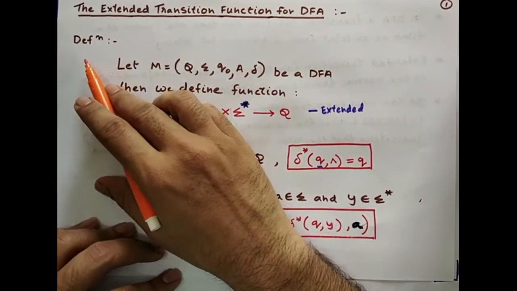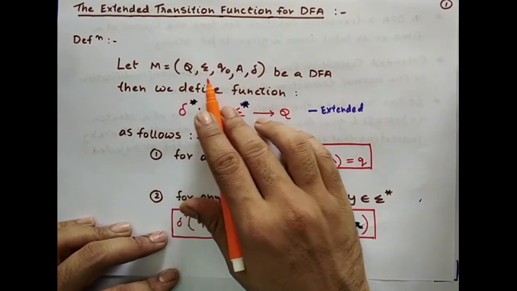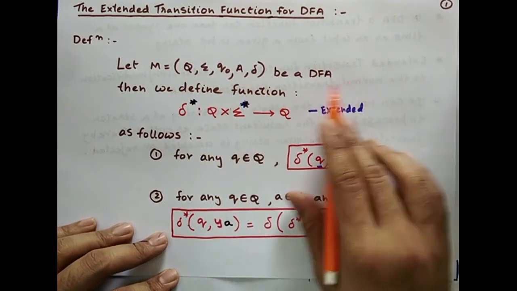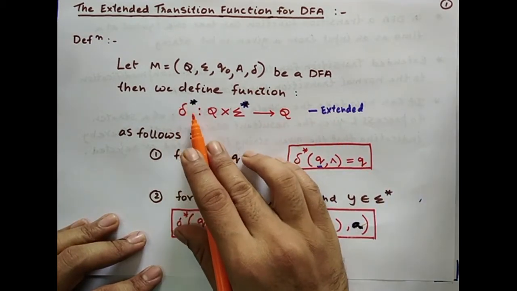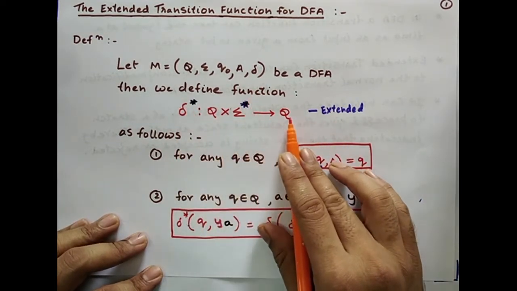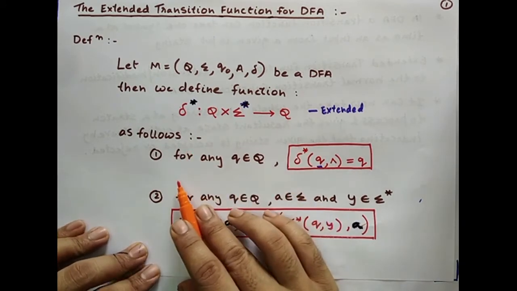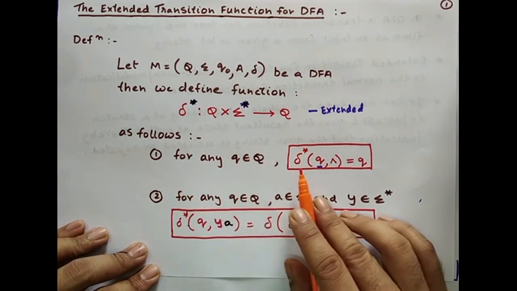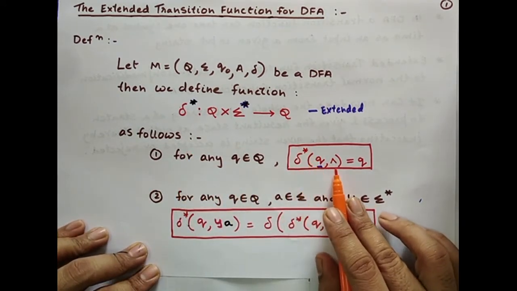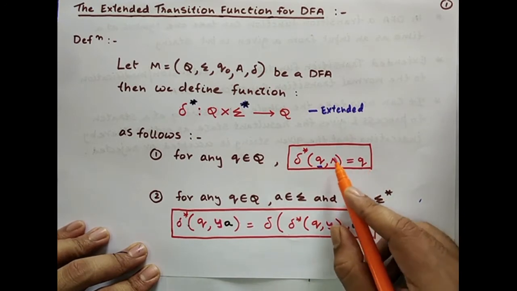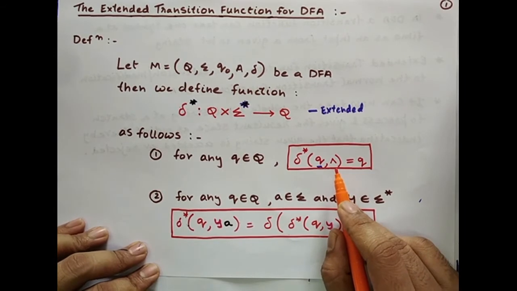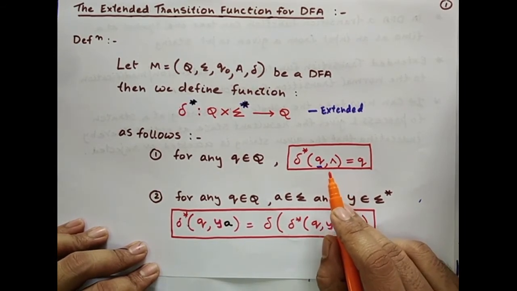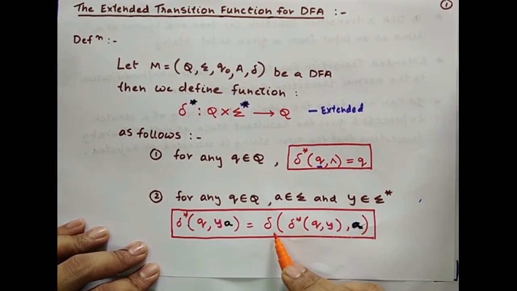So definition: let M equal to (Q, Σ, q0, A, δ) be a DFA. Then we define the extended transition function δ*: Q × Σ* → Q as follows. For any q belonging to Q, δ*(q, ε) = q, that is, delta star of any state on reading null gives you that state. If the length of the input string is greater than 1, say 2, 3, 4, 5, 6, then this formula will be applicable.